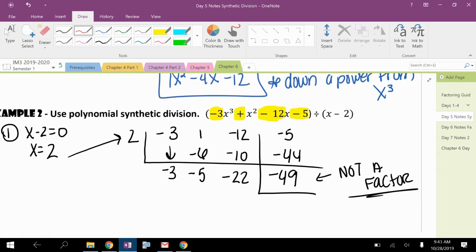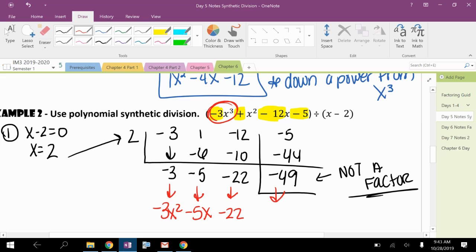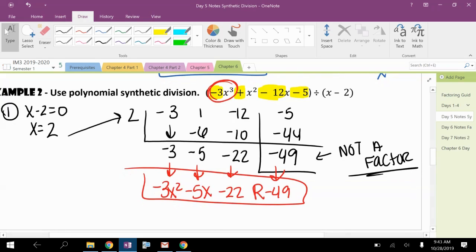Now, if you remember from the last problem, whatever the power is, you go down 1. So am I going to have -3x cubed or -3x squared here? Good. Go down a power, -5x. Go down a power, -22. This guy is your remainder. So I'm just going to write remainder -49. It's okay just to write it like that. And you're done.